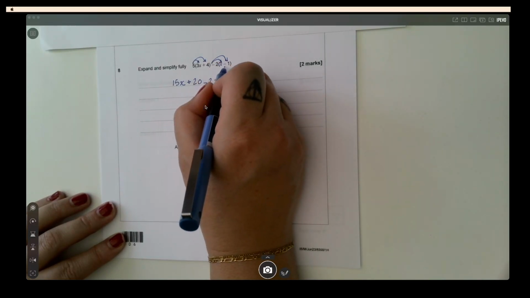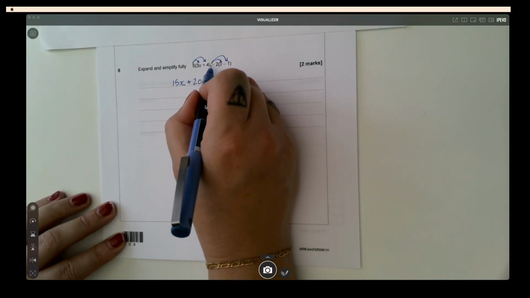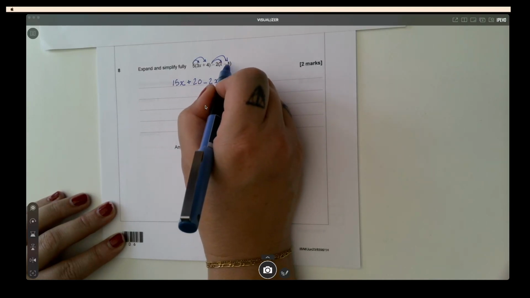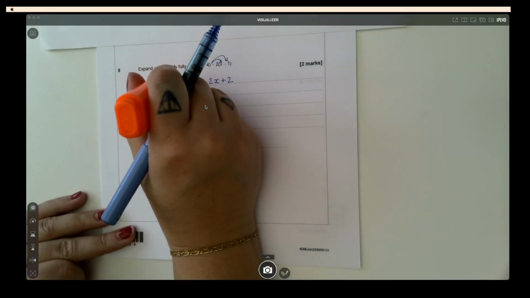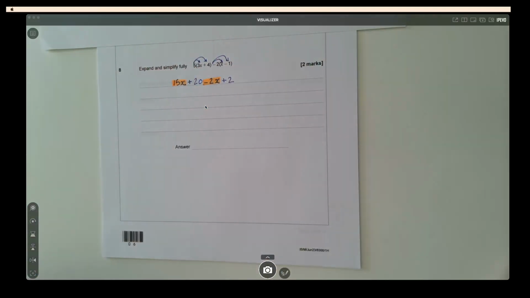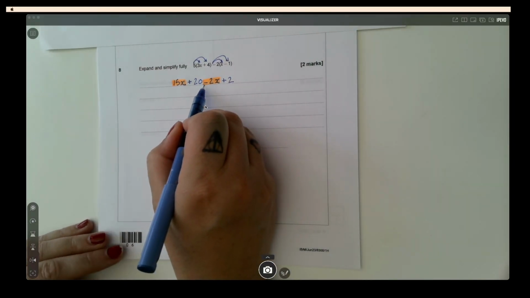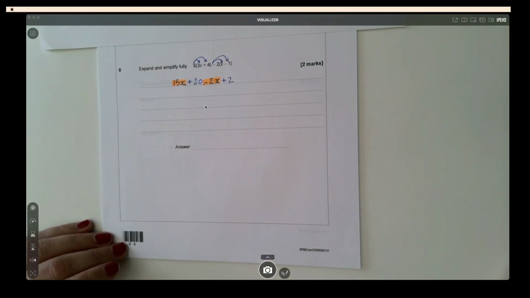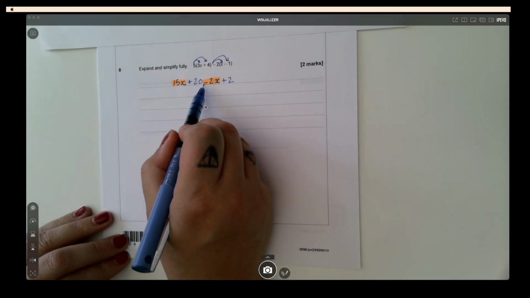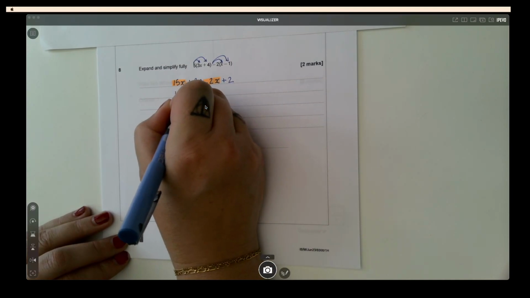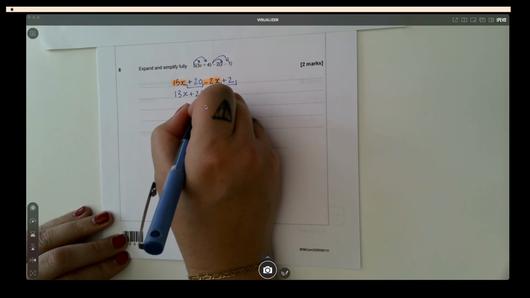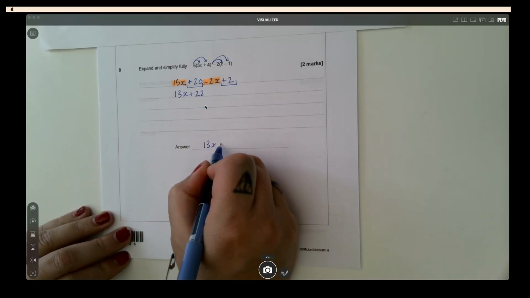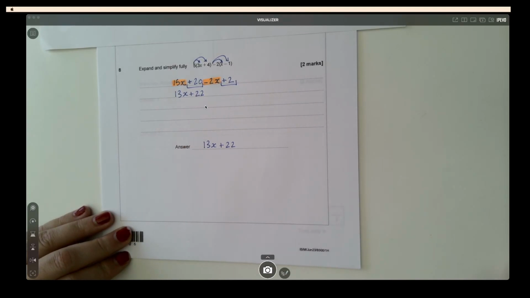Negative 2 times negative 1 is positive 2. A negative times a negative is a positive, and then 2 times 1 is 2. So now it's a case of collecting like terms. So we have 15x subtract 2x. It's really important that we use a sign in front of the term to determine whether we're adding or subtracting it to any other terms that we have in common. So 15x take away 2x is 13x, and then positive 20 add 2 is positive 22. So 13x add 22 goes on my answer line.